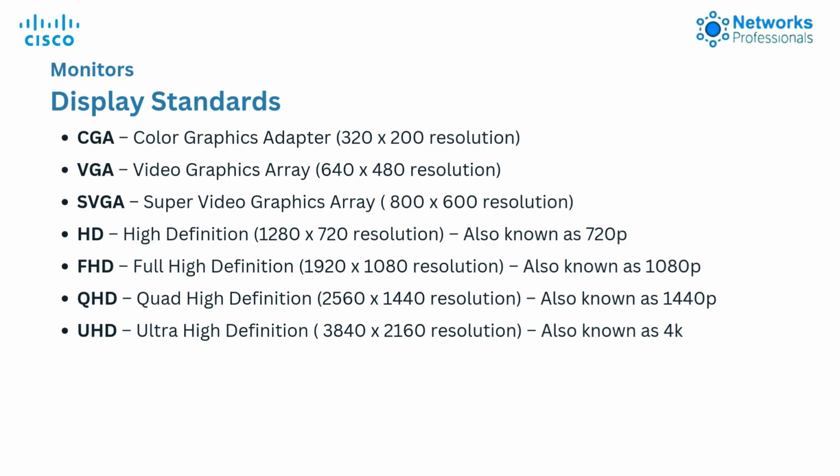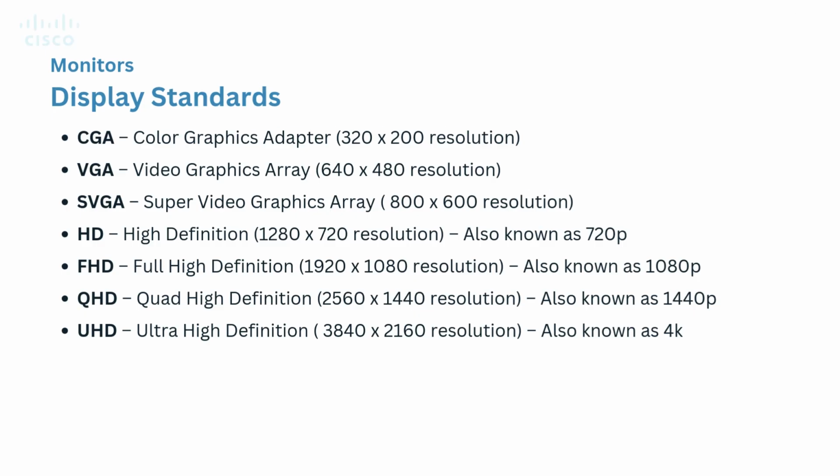FHD: Full High Definition, 1920 by 1080 resolution, also known as 1080p. QHD: Quad High Definition, 2560 by 1440 resolution, also known as 1440p. UHD: Ultra High Definition, 3840 by 2160 resolution, also known as 4K.